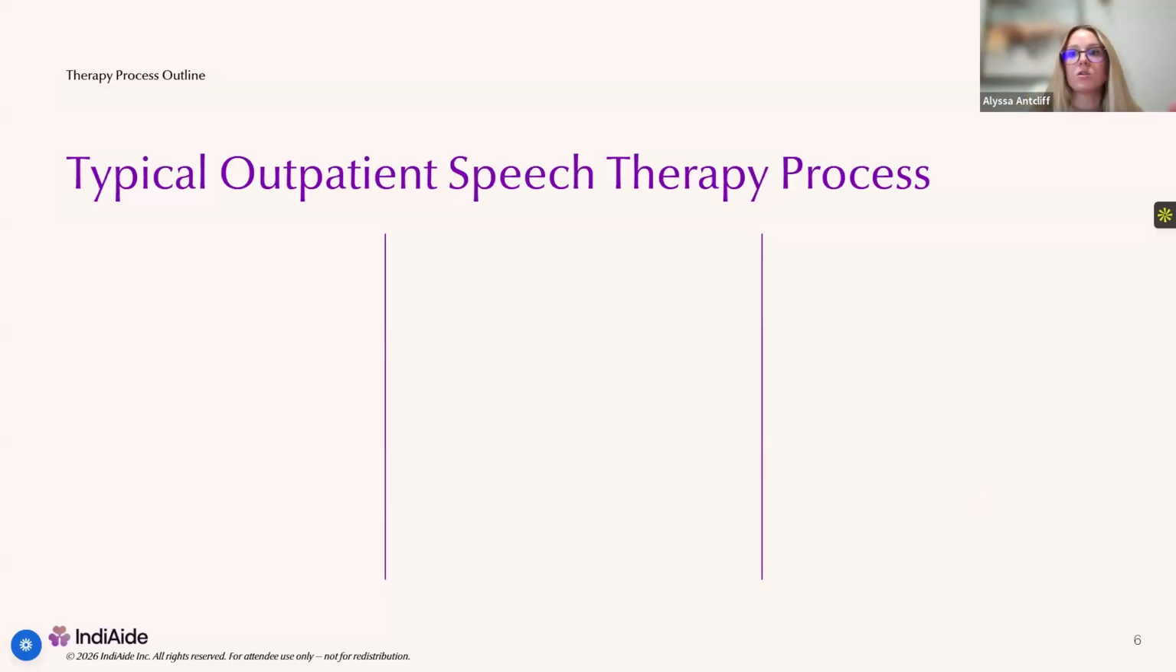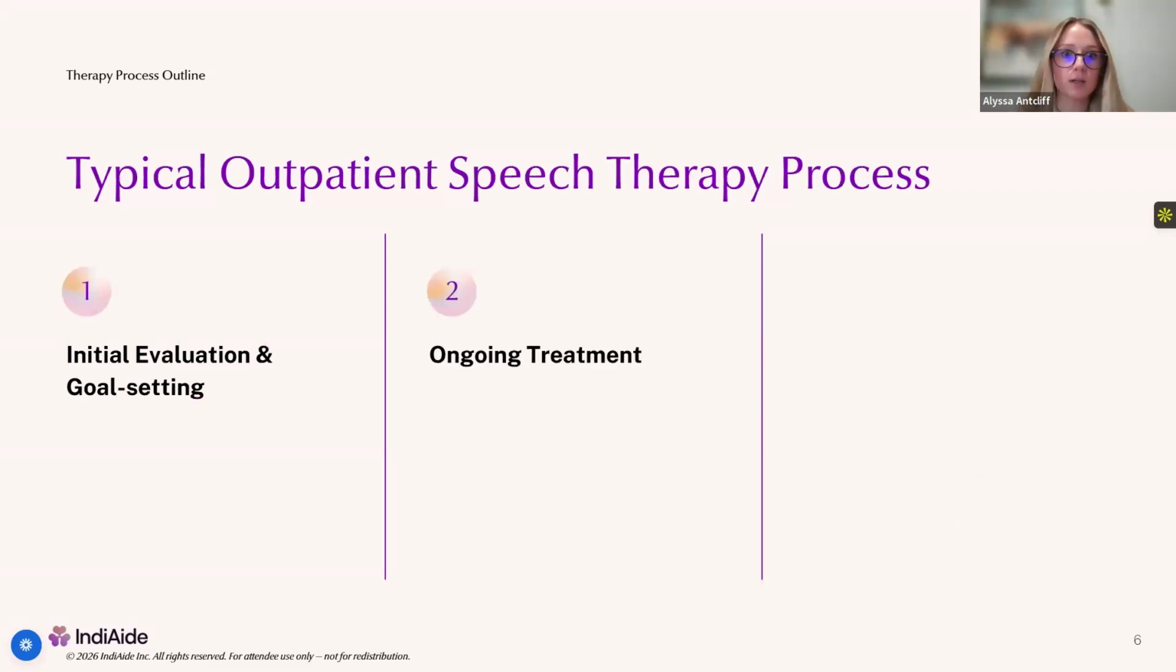Now, here we're going to review something that we all know, our typical speech therapy process in outpatient and private practice settings. We first have our initial evaluation and goal setting. Then we move on to ongoing treatment, which is usually weekly or at most twice weekly. The third crucial piece for patient progress and success is, drumroll please, carryover.